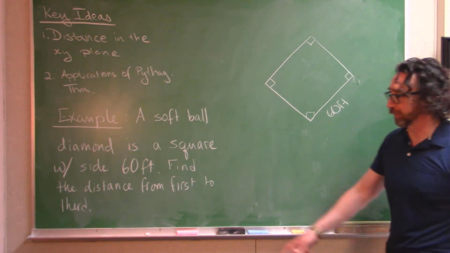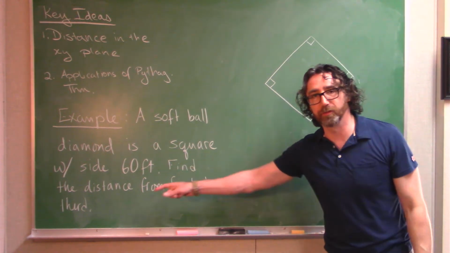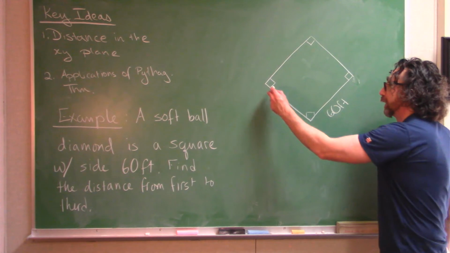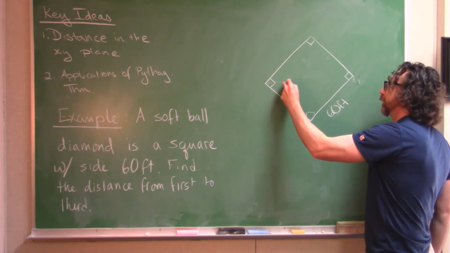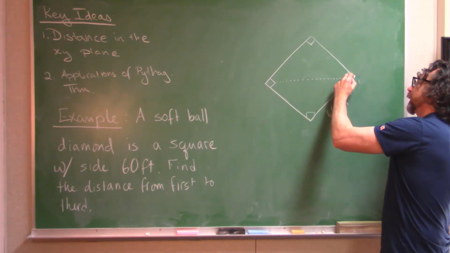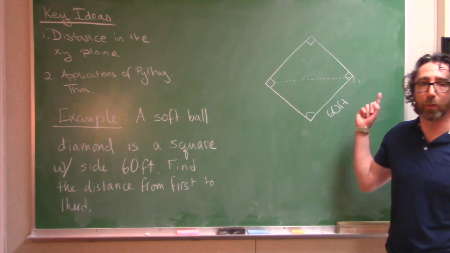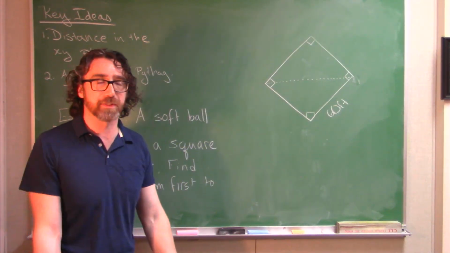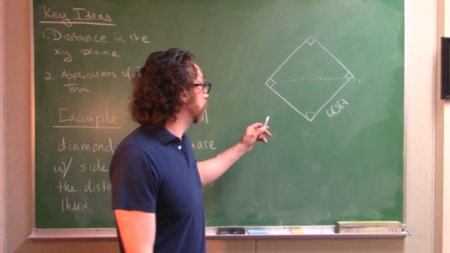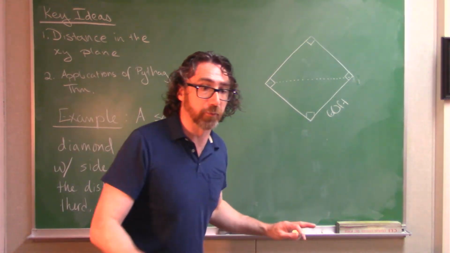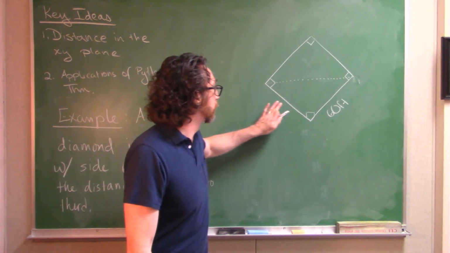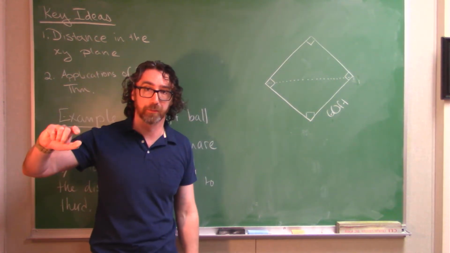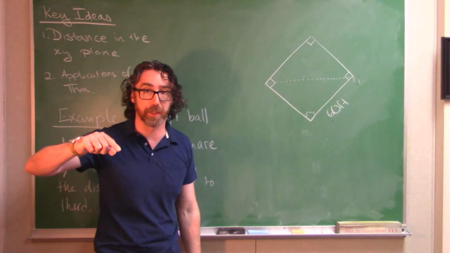Now, I'm just going to clarify a little bit here. When we say find the distance from first to third, I don't mean running distance around the base path. I mean if the player at third base had to make the throw over to first base. What's that distance? That's what I'm looking for. Okay, well, we could use the Pythagorean Theorem to do this. That's 60, that's 60. Or we could make use of our special triangles.